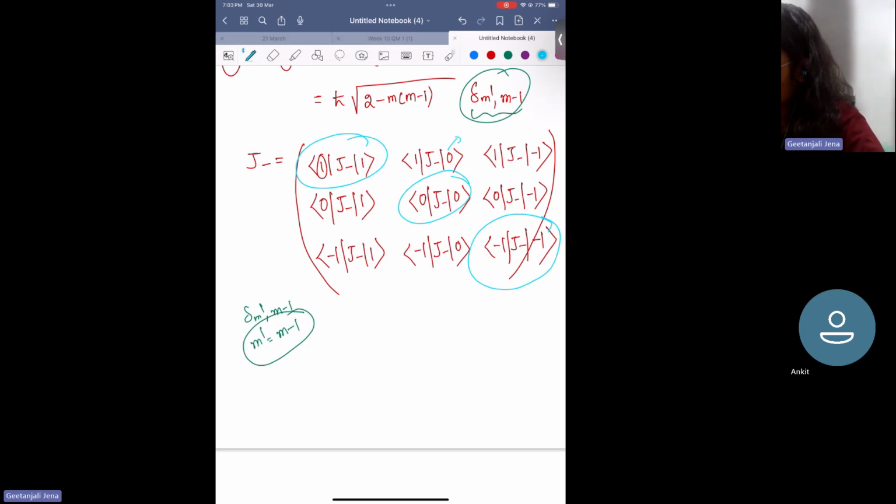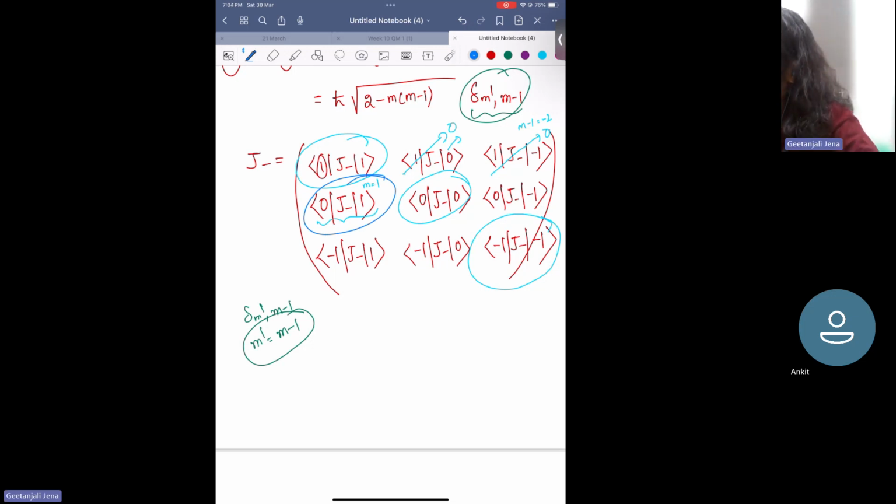So here m is 0. That means m minus 1 would be minus 1, right? It is 0. And here m is minus 1. So that means m minus 1 would be minus 2. So this is also 0. For this one, m is 1. So m minus 1 would be 0. So that means this is non-zero. This one would be non-zero.